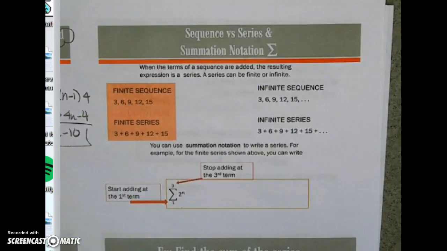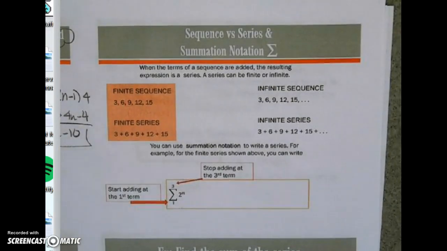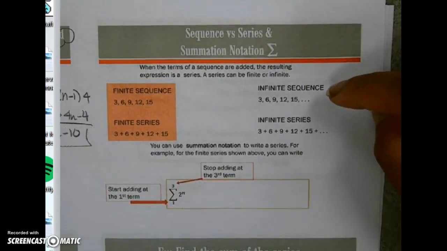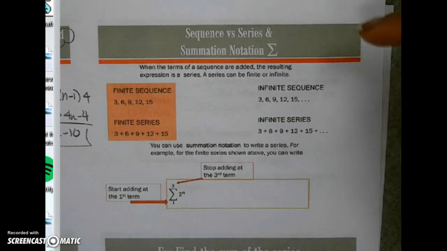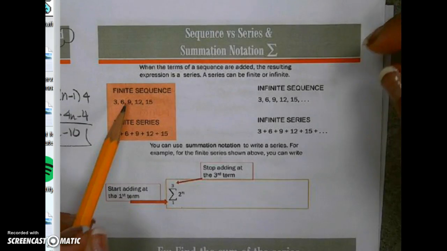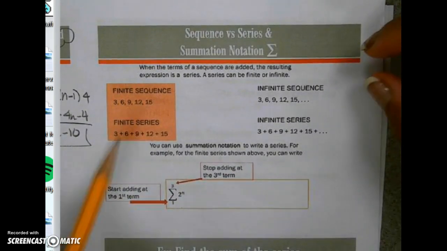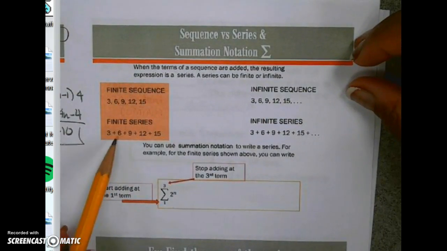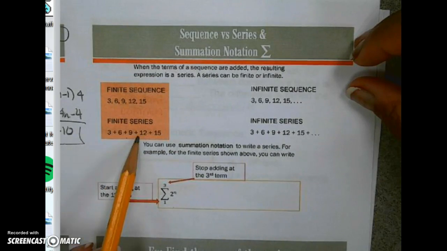Okay, so sequences versus series and summation notation. When the terms of a sequence are added, the resulting expression is a series. A series can be finite or it could be infinite. Finite sequence. That's 3, 6, 9, and 12. That becomes a series when you add those terms instead. So 3 plus 6 plus 9 plus 12 plus 15.